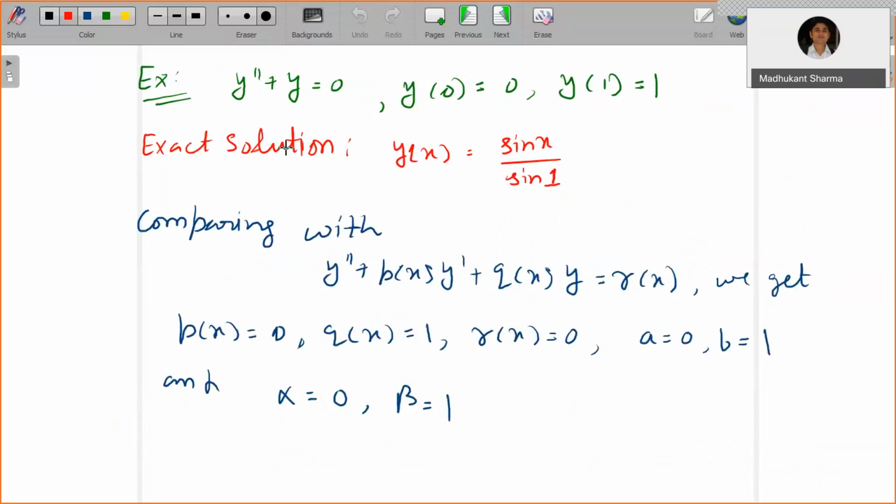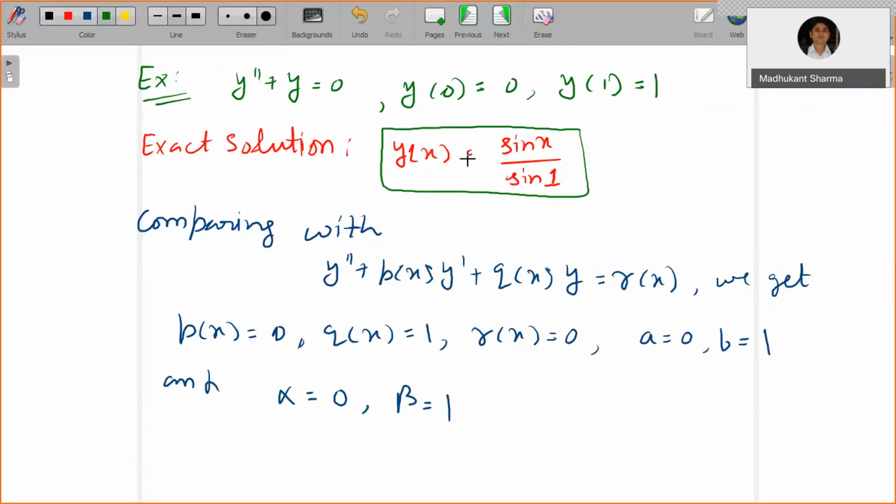The equation is y'' + y = 0, with boundary conditions y(0) = 0 and y(1) = 1, whose exact solution can be verified to be sin x by sin 1. You can verify that at x equals 0, sin 0 gives y(0) = 0, and y(1) is sin 1 by sin 1, that is 1. So the boundary conditions are satisfied, and you can show that this satisfies the equation because the sine function is a harmonic function.